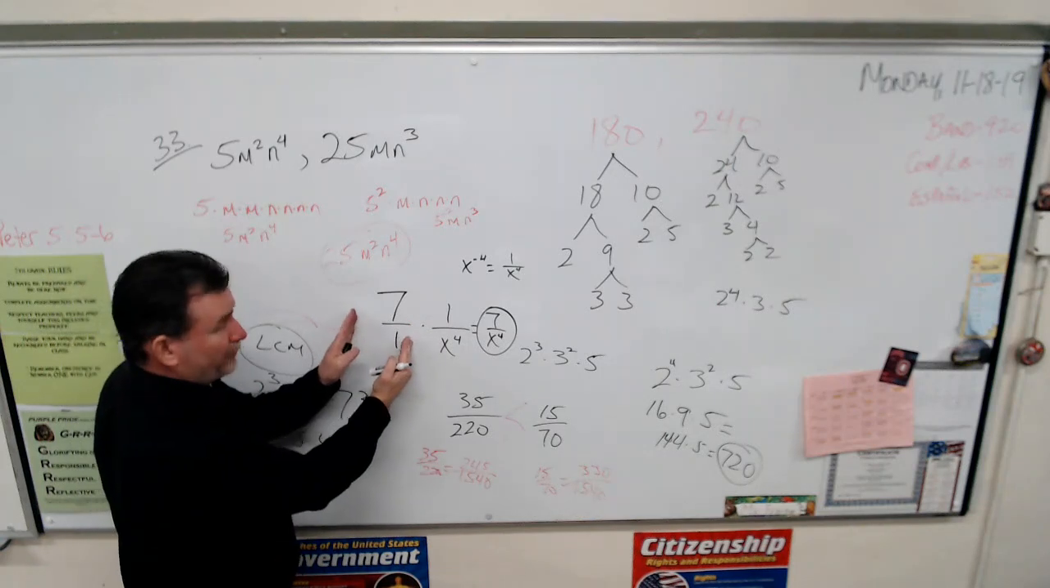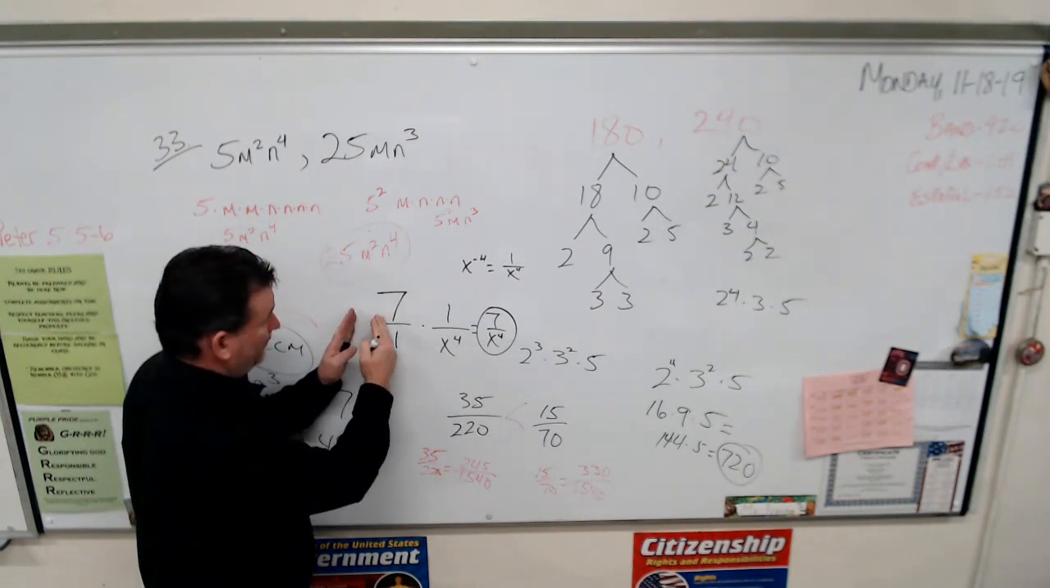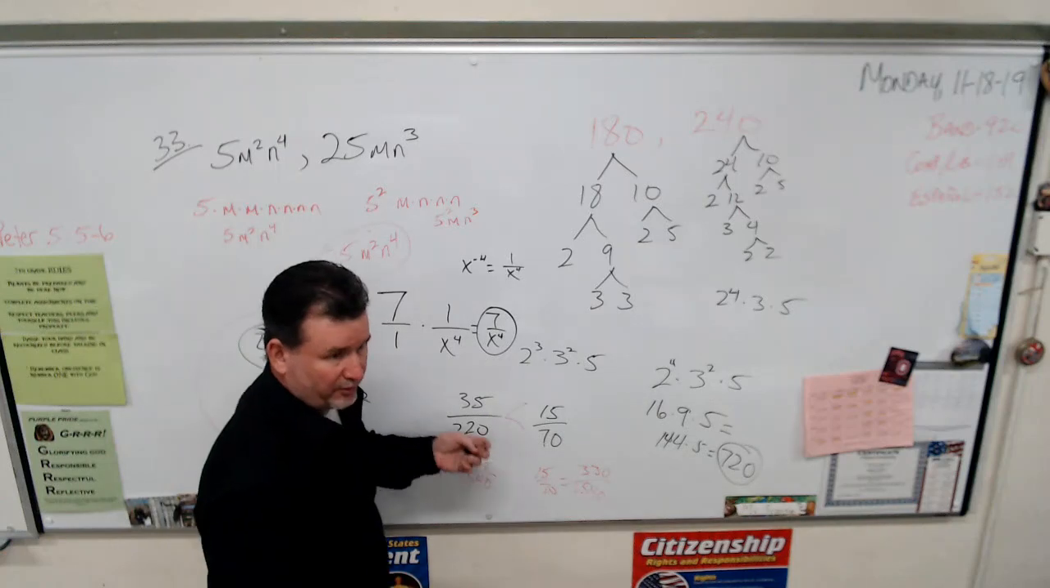You separated the 7 from it. How do you multiply fractions? 7 times 1, 1 times x to the 4th. 7 over x to the 4th.